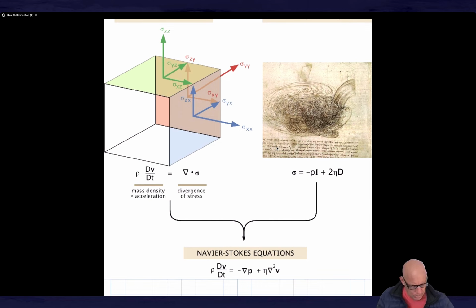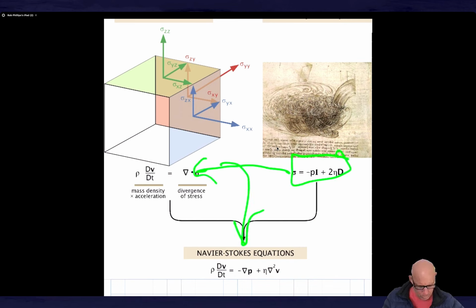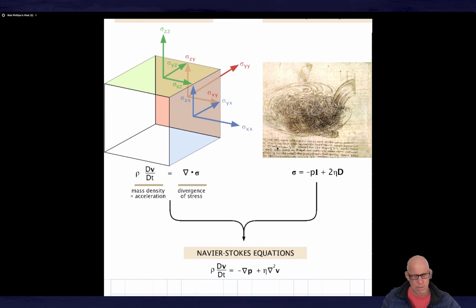Now what we need to do is talk about what the stress tensor is. How does stress depend on velocity? Because remember, we're trying to write an equation for velocity. That's our governing field. So we have to figure out how stress depends on velocity. Once we have that, we'll plug that into here, and that will result in the Navier-Stokes equations. So that's where we are in the logical progression.